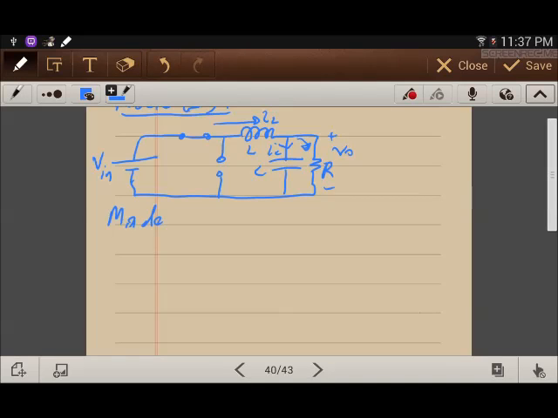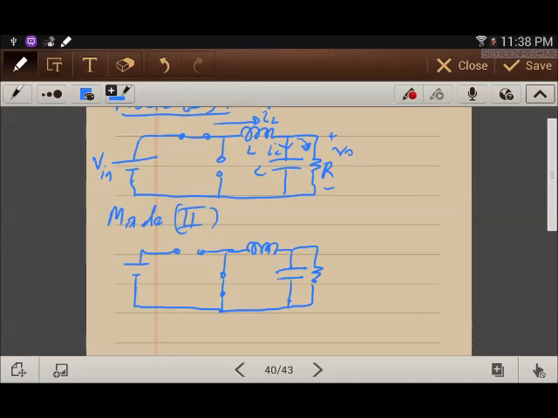This is mode number 2. It happens when the switch is open, and when the switch is open, the diode will turn on due to the energy stored in the inductor. So the inductor current will force the diode to turn on after the switch is open.